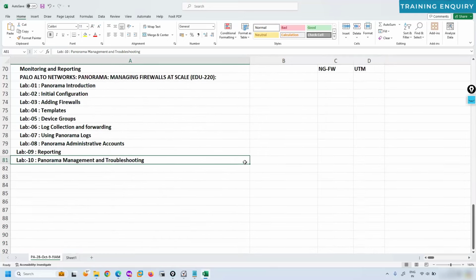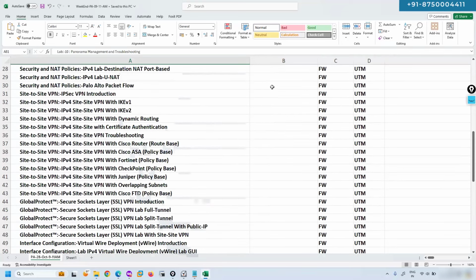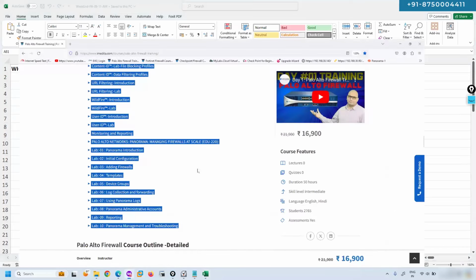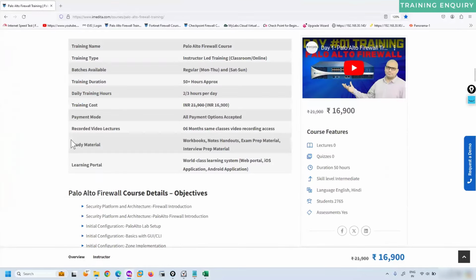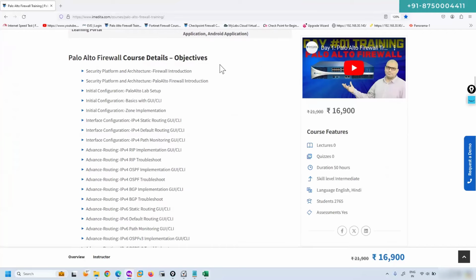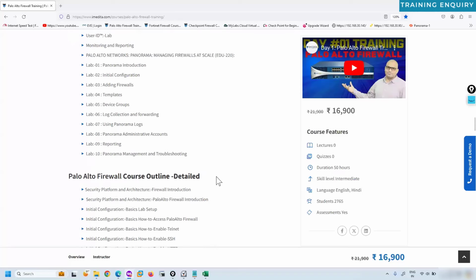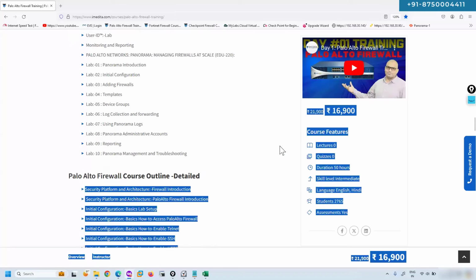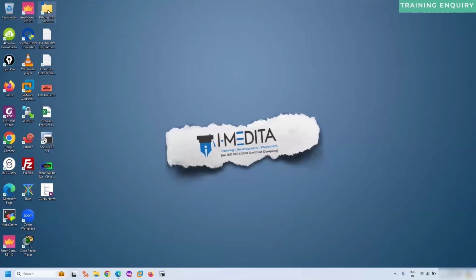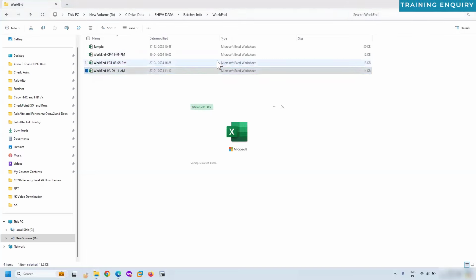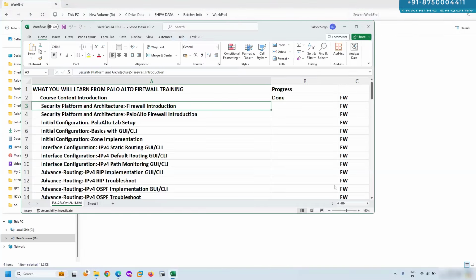So this sheet will help us to check how much content we have covered and how much is remaining, as well as, if you think that something is left, I have given you the URL. You can check the content from the I-MEDITA website and verify what is missing or what is remaining. In the previous class, we completed till course content introduction.